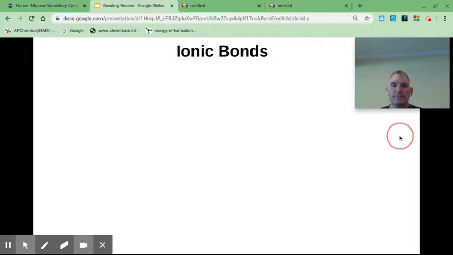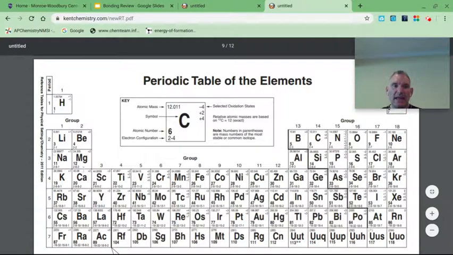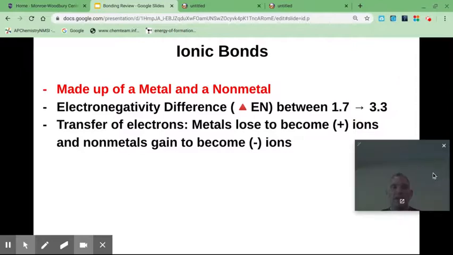First, ionic. Ionic bonds, remember, ionic, ion means it's made up of a metal and a non-metal. When we're talking about a metal and a non-metal, remember that is going to be something from the left side of the chart, excluding hydrogen, and then something from the right side of the chart. That's what makes it a metal and a non-metal.